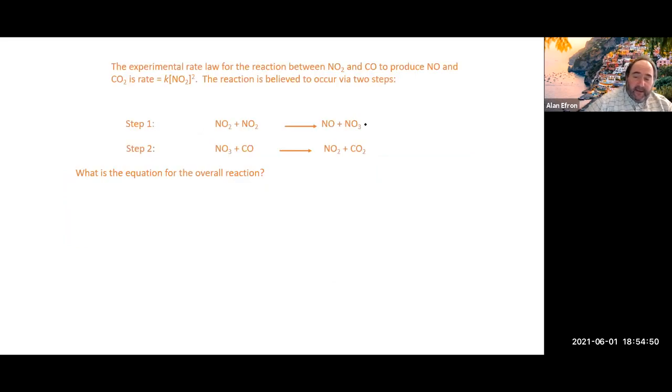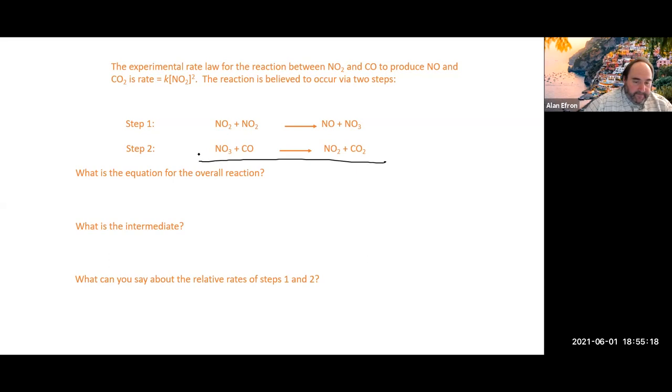So if we look at a kind of simple mechanism type problem here, we want to know a couple of things. We want to know what is the overall reaction that's happening here? What is the intermediate, and what do we know about what's happening in this mechanism? So first off, this is a mechanism that has 2 steps, and if we want the overall reaction, we basically would just add these together.